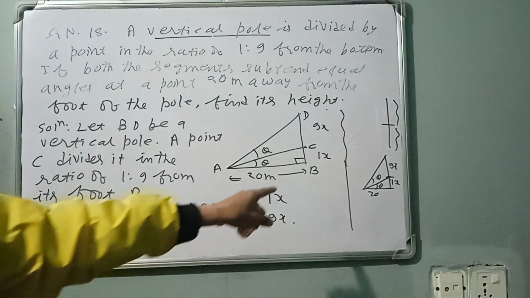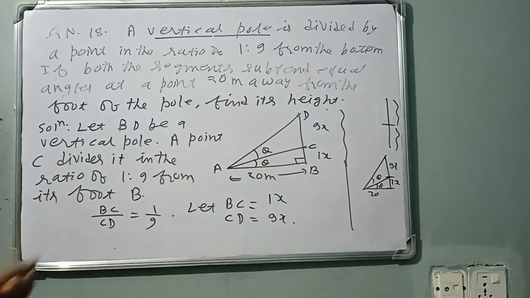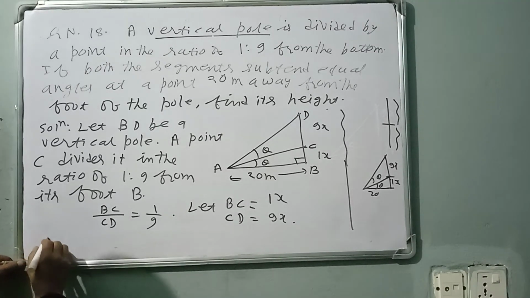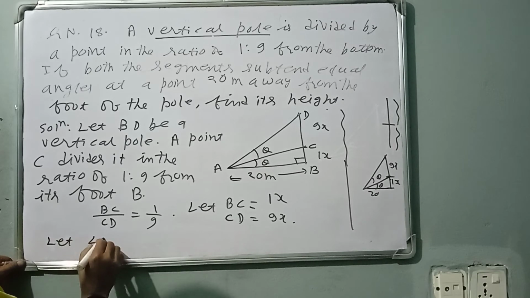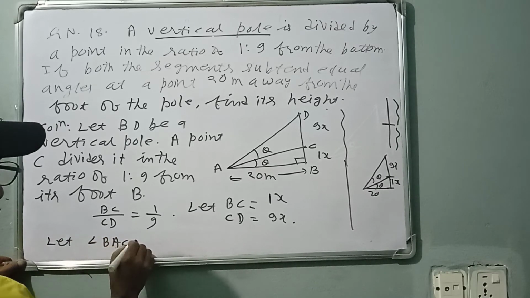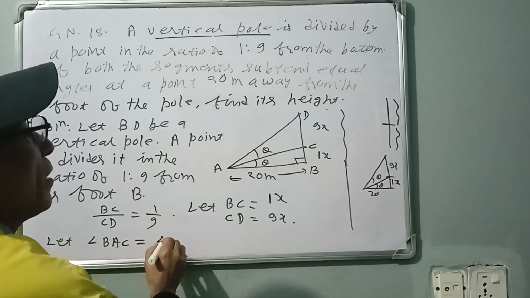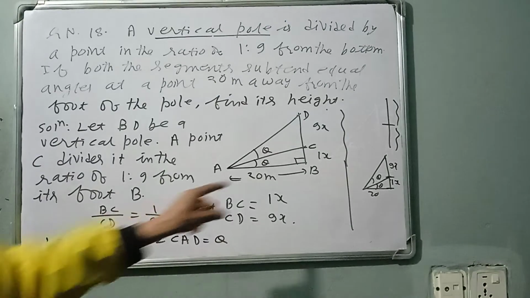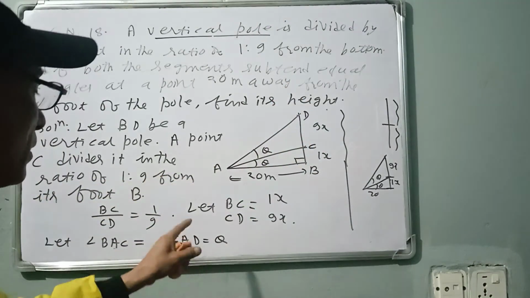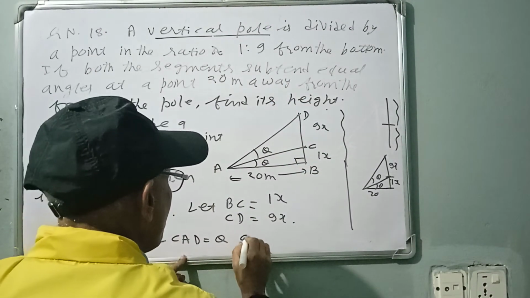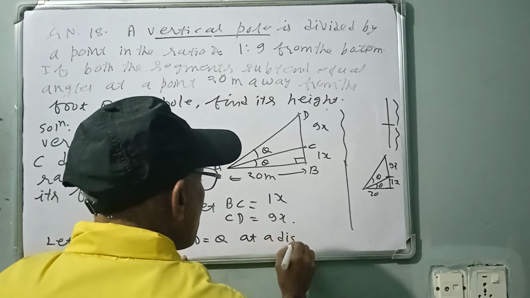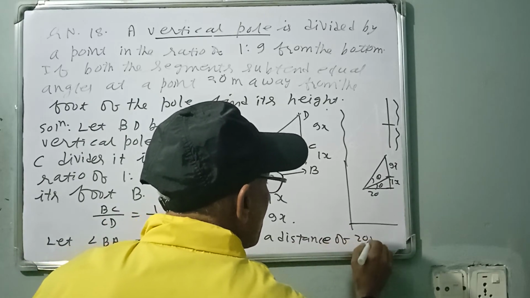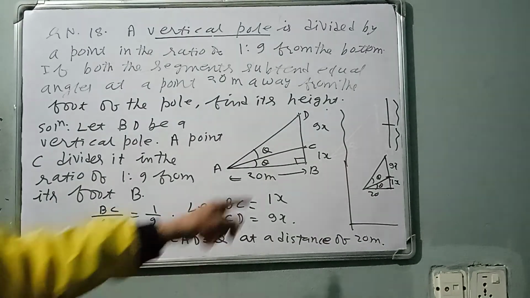And these two parts BC and CD make equal angles. What are the equal angles made by BC and CD? Let angle BAC equal angle CAD equal theta, because the two segments BC and CD make equal angle theta at a distance of 20 meter from the foot B of the pole.